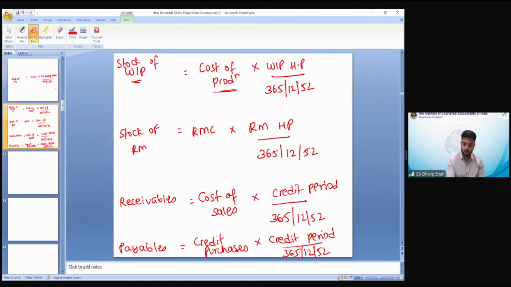WIP always based on cost of production. Raw material is always based on raw material consumption. Finished goods is always based on cost of goods sold. Receivables, ideally receivables are based on credit sales, but here we would be following cash cost approach. So our receivables will be valued on cost of sales rather than credit sales, and payables will be based on credit purchases.